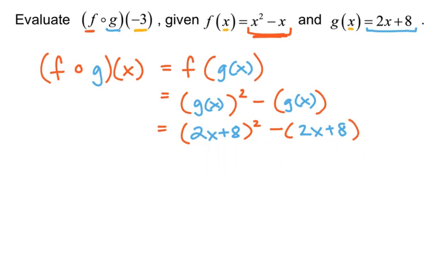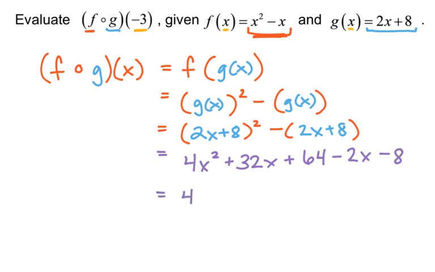So from here, I just need to simplify this. When I FOIL 2x plus 8 times 2x plus 8, actually I don't need that parenthesis, I have 4x squared plus twice that product, so plus 32x plus 64, and then we would have minus 2x and minus 8. Simplifying this, we have 4x squared plus 30x and 64, take away 8, is 56. So this represents f of g of x.